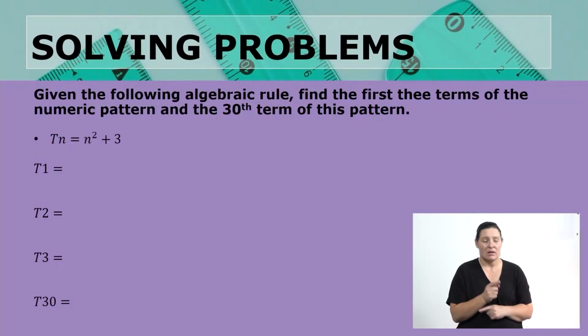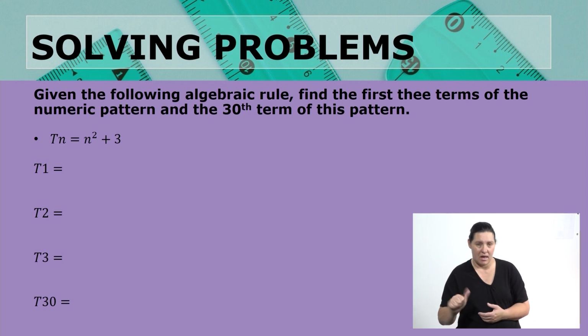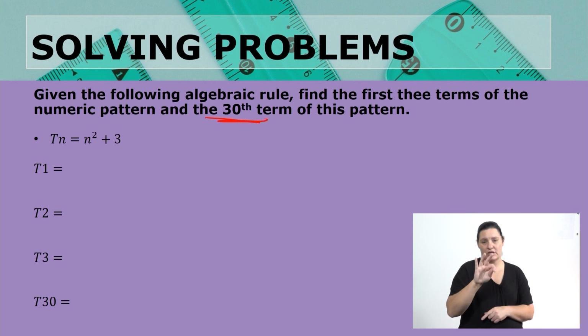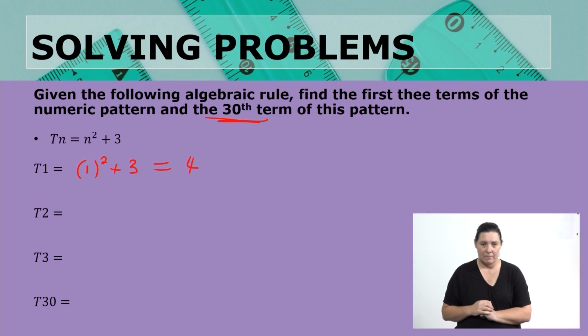Let's look at the last question for solving problems, and that is, we are given a formula and we are supposed to find the first 3 terms as well as the 30th term. So we have the n squared plus 3. So since we are working with the first term, that is going to be 1 squared plus 3. And 1 squared is 1. When we add that to 3, that is going to give us an answer of 4.